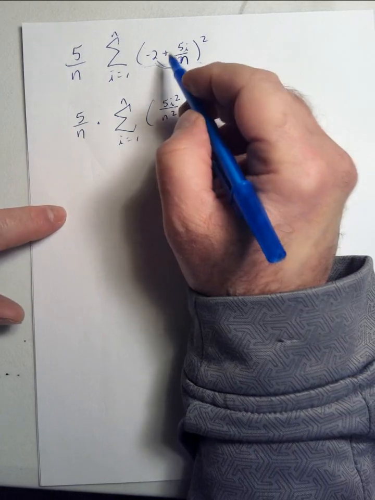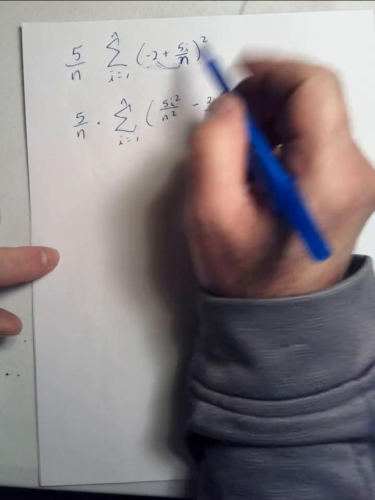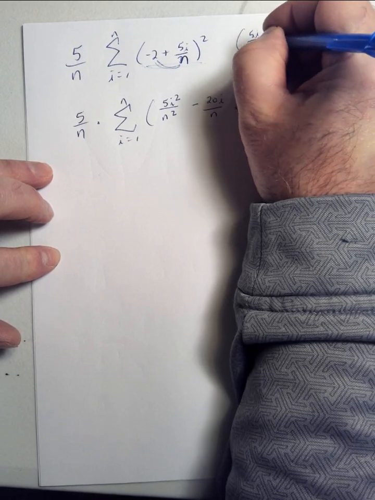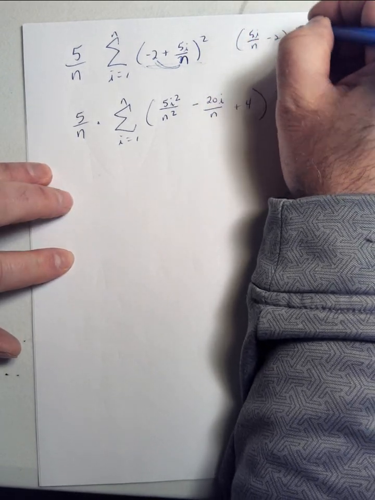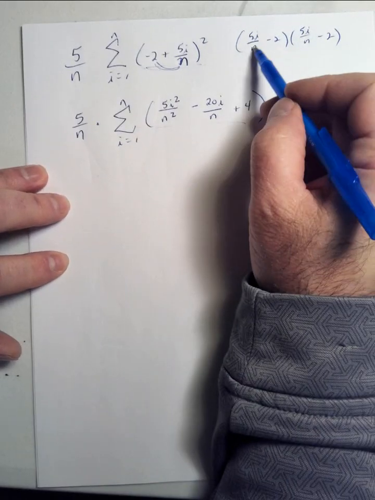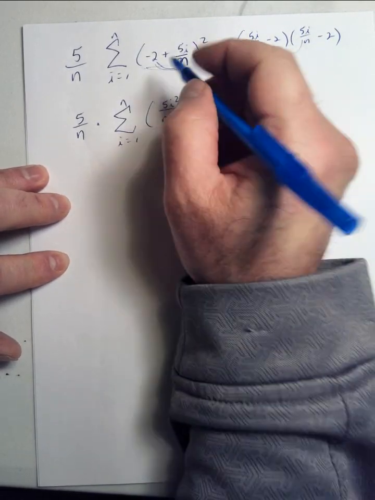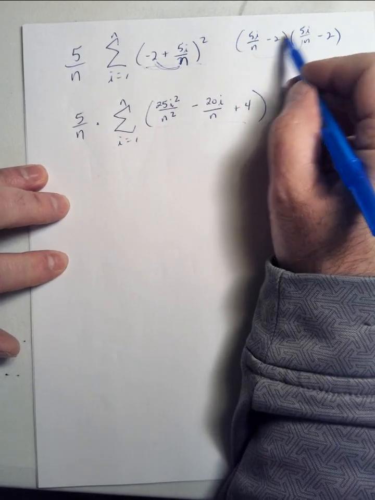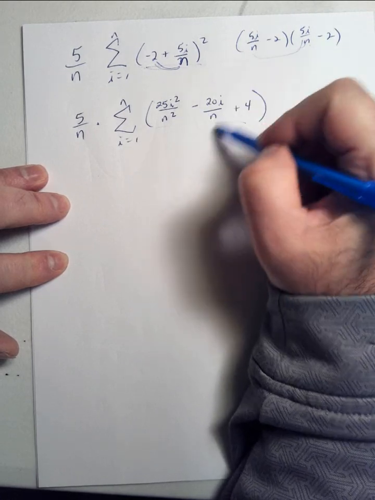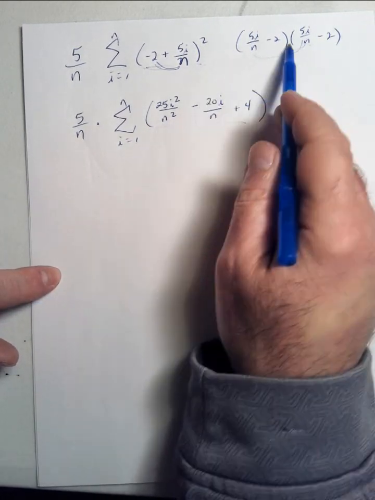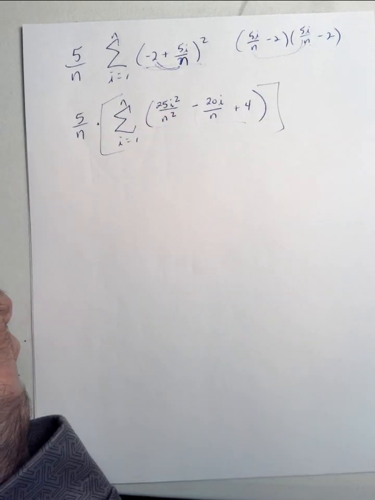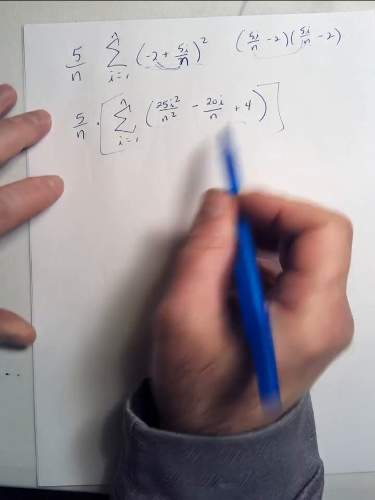Okay, so that's foiling, and what I did is flip this around, which is where this came from. So you got, oops, good thing I looked at that, 25i squared over n squared. A minus 10i over n and a minus 10i over n is negative 20. So this is that product, right? And then now, before we can start to evaluate this, we need to split these up.